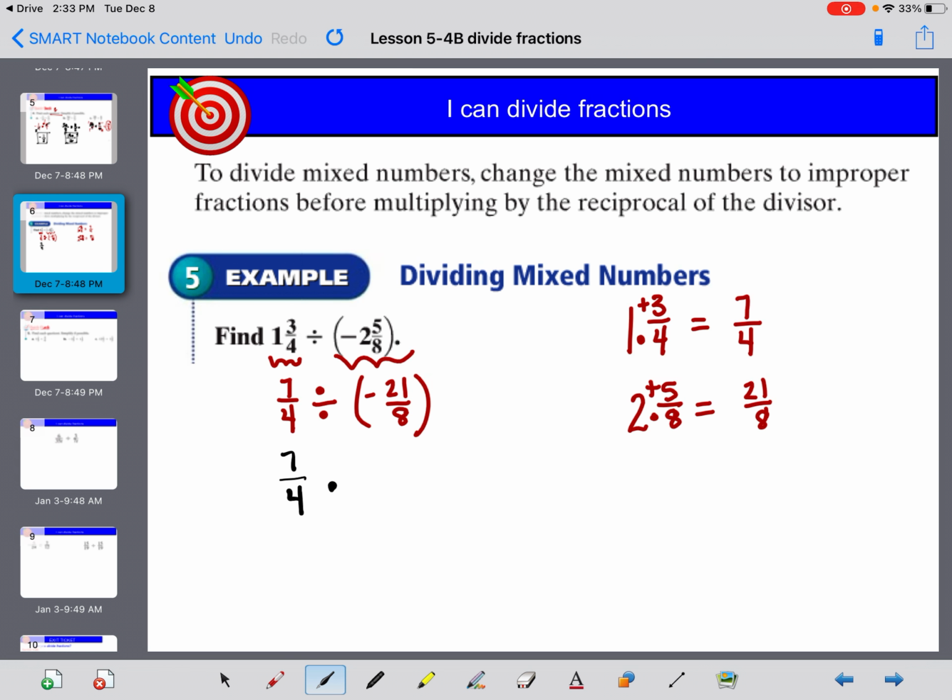I'm ready to solve 7/4 times 8/21, and it's negative. So let's simplify. 7 and 21 have a common factor of 7. 4 and 8 have a common factor of 4. 1 times negative 2, don't forget this negative here. 1 times negative 2 is negative 2, and 1 times 3 is 3. My answer is negative 2/3.